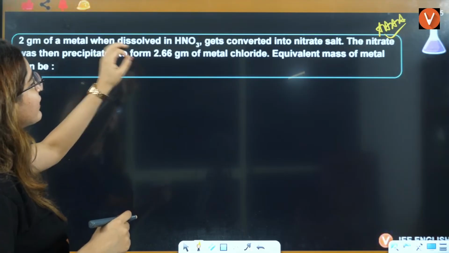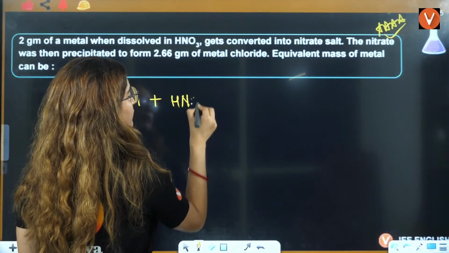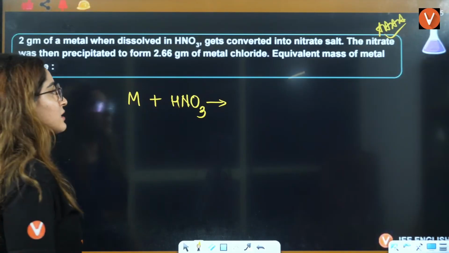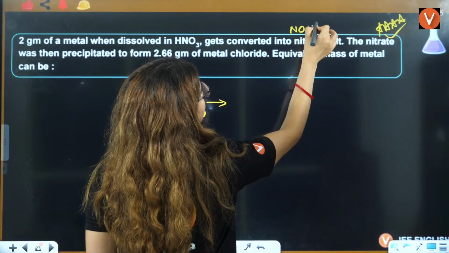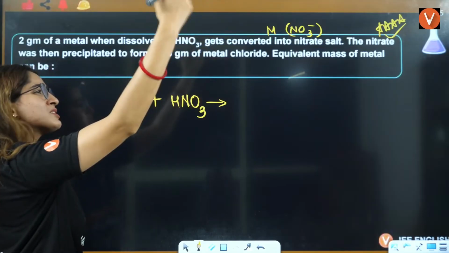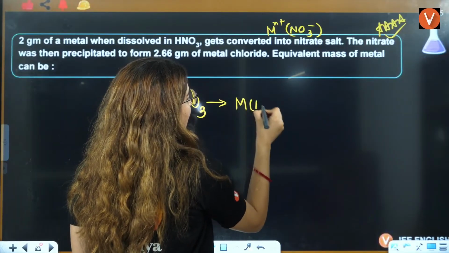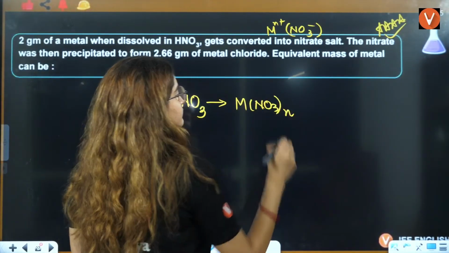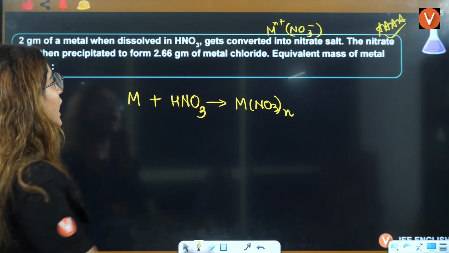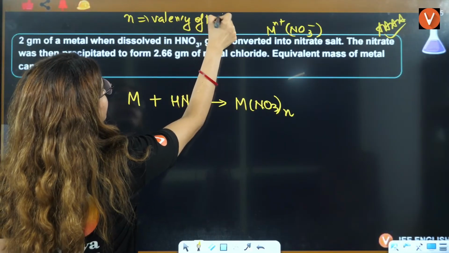2 gram of metal when dissolved in HNO3 gets converted to nitrate salt. They are saying there is some metal dissolved in HNO3. Now, we know what nitrate is. I am assuming that the metal has valency N, so with N valency it will be M(NO3)N. You can take any valency. I am taking N as the valency of the metal.